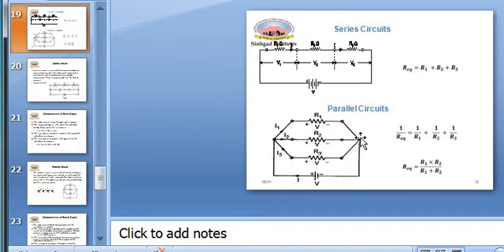What is the characteristic of parallel circuit? The voltage across each parallel circuit element remains constant. V is the supplied voltage. This V is nothing but voltage across R1. V1 is equal to V. Voltage across R2 is V2, which is equal to V. Voltage across R3 is equal to V. This is the characteristic of this parallel circuit.